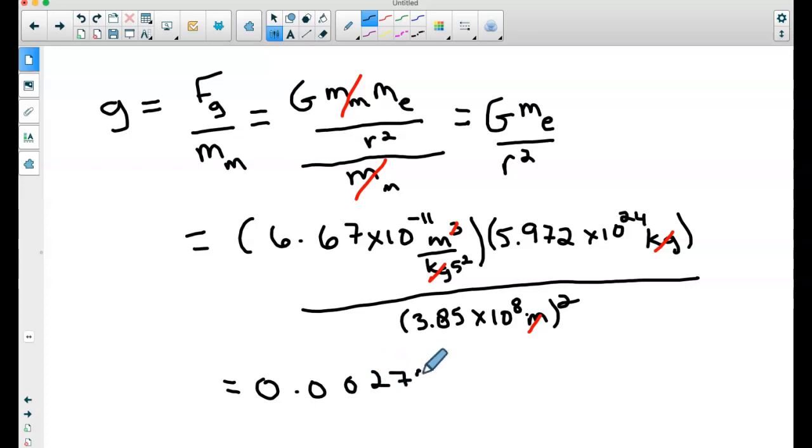And when I put this into my calculator, I've got 0.0027 meters per second squared, which is very, very close to that centripetal acceleration I had earlier. And when I figure the moon's orbit is not a perfect circle, it's a little bit of an ellipse, it makes sense that we're not spot on with those numbers. So there we go, a quick intro to universal gravitation.